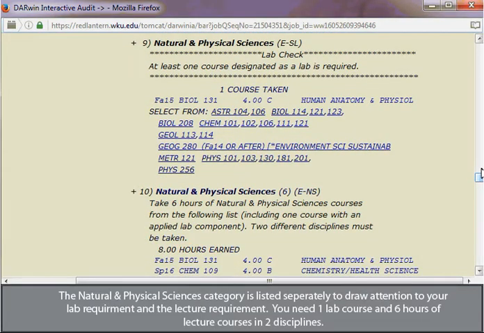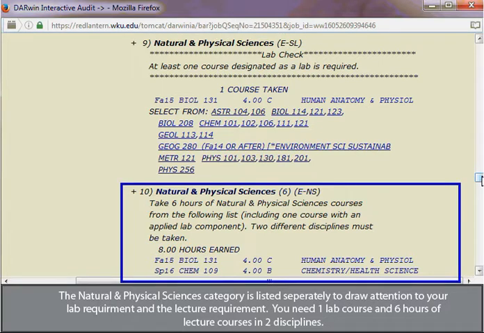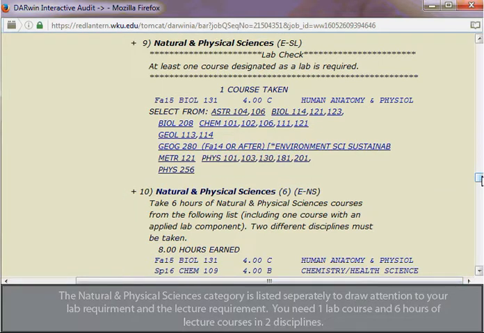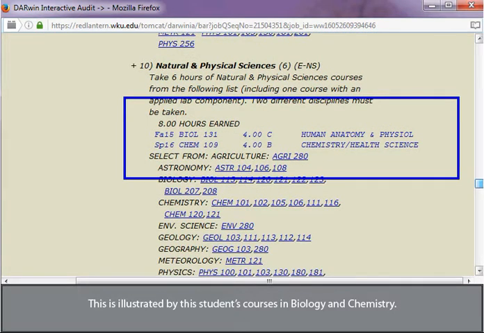The Natural and Physical Sciences category is listed separately to draw attention to your lab requirement and the lecture requirement. You need 1 lab course and 6 hours of lecture courses in 2 disciplines. This is illustrated by this student's courses in biology and chemistry.